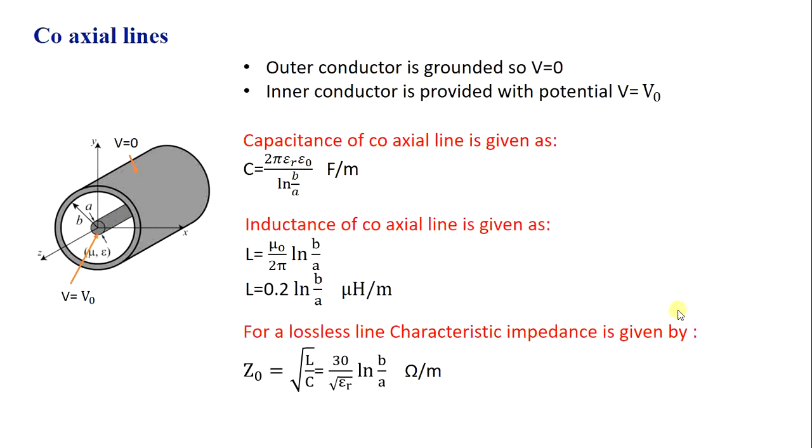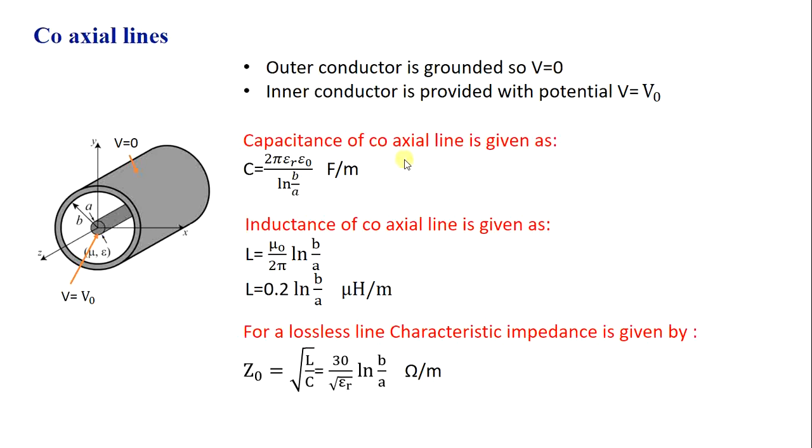As I said, both the conductors are at different potential. The outer conductor is grounded and is usually at zero potential, and the inner conductor is provided with a potential, so its voltage is V equal to V naught. The capacitance of the coaxial line is given as C equal to 2 pi epsilon r epsilon naught divided by ln of B by A. Here B is the radius of the outer conductor and A is the inner conductor's radius.